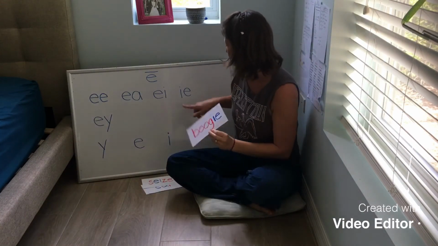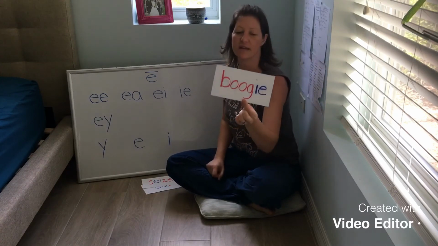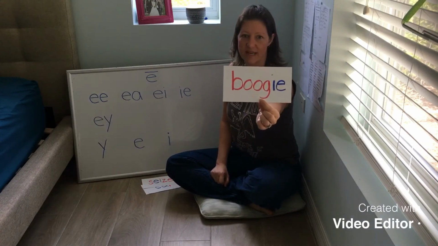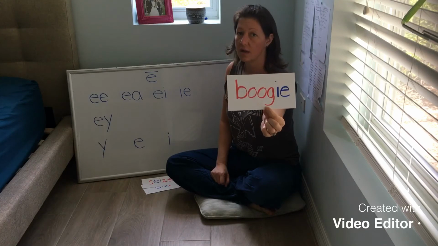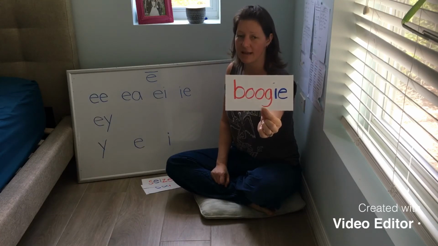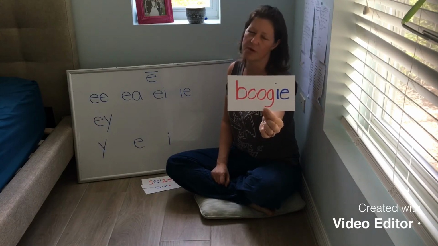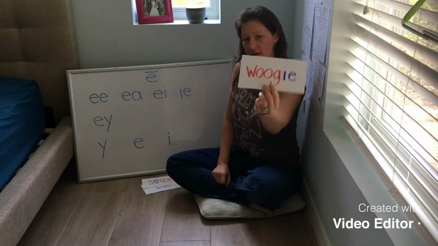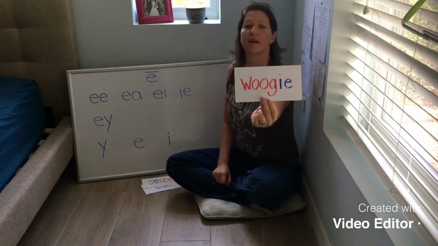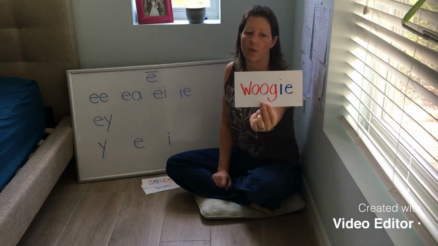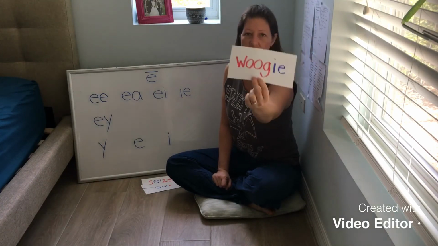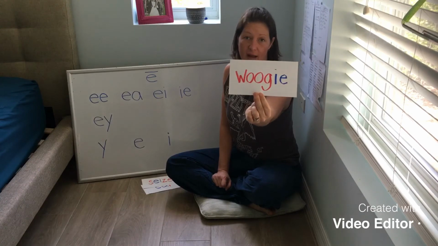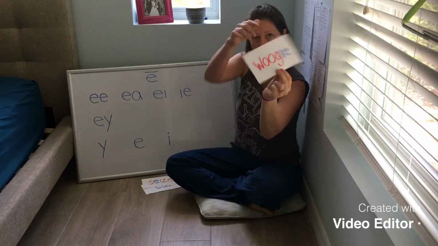Now for IE, making the E sound. What does that say? Boogie! That's right. Not the kind that comes from your nose. Come on. Boogie. And on the back, I have another word that has the IE phonogram on the end making the E sound. Well, if that's boogie, this must be woogie. Can you dance the boogie woogie?